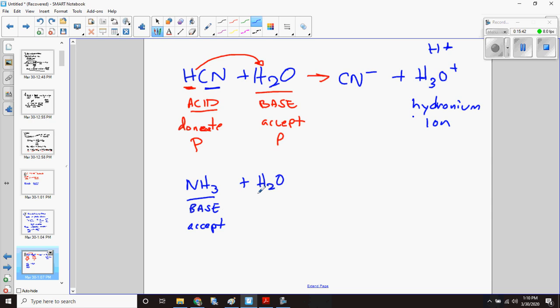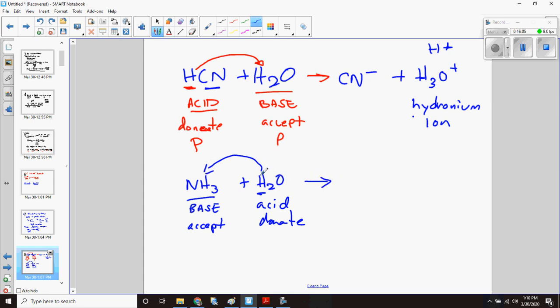Yep, they got to come from right here. So in this particular problem, water isn't acting like a base anymore. Water, because it has protons, is going to act like the acid. So water is going to donate a proton. A proton is going to come off of water and go over to NH3. So let's see what happens.